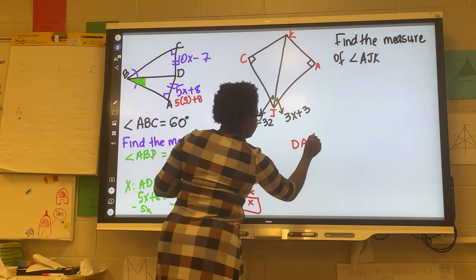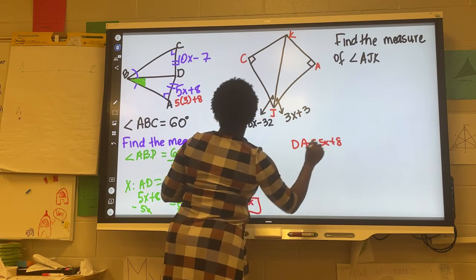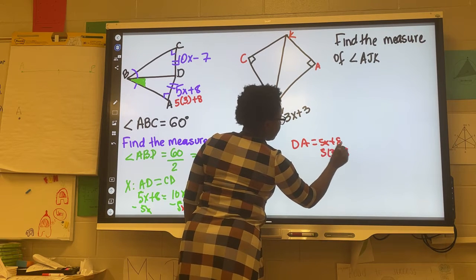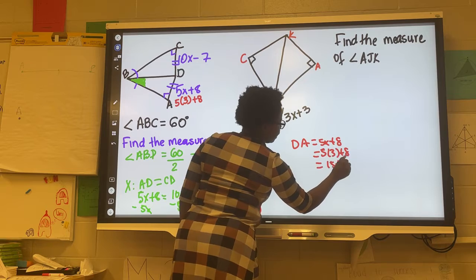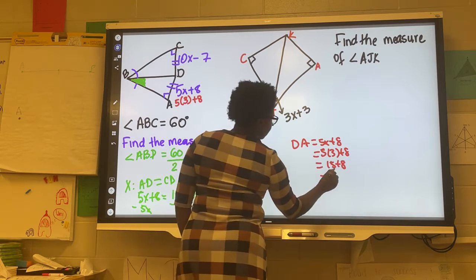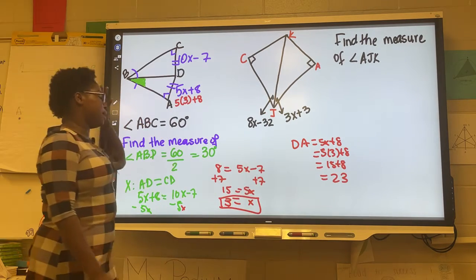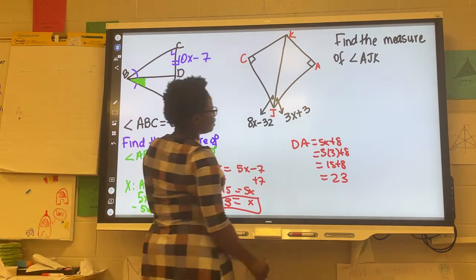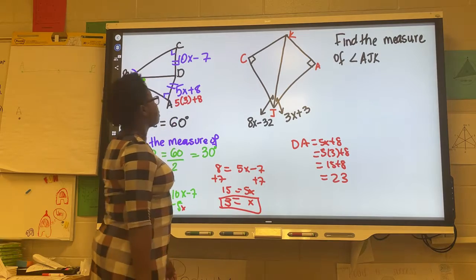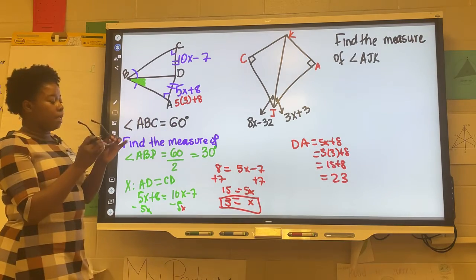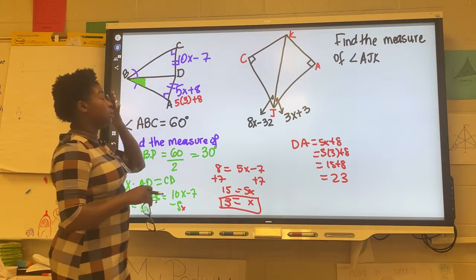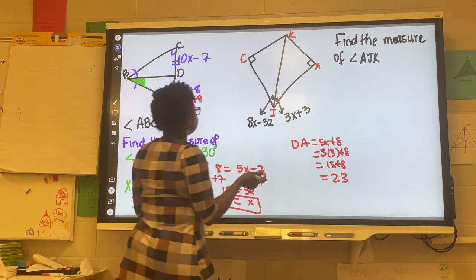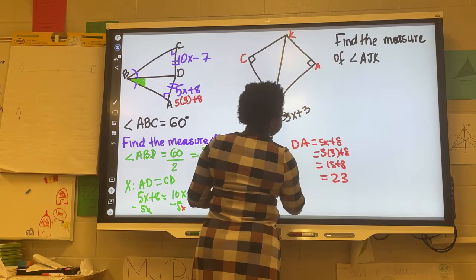So AD is equal to 5x plus 8, and x is 3, so it's going to be 5 times 3 plus 8, and 15 plus 8 is 23. It's 23. And as we said that they're equal, if you know AD, you know CD. So CD is also going to give you 23 when you add it. You can put it in if you want to, but since they're equal, we just basically know that CD is equal to AD. Alright?